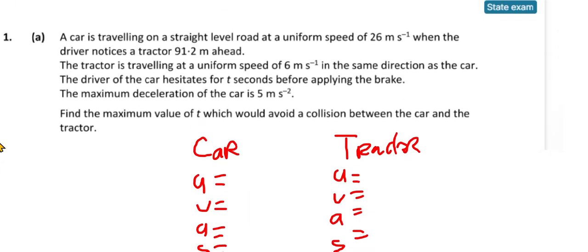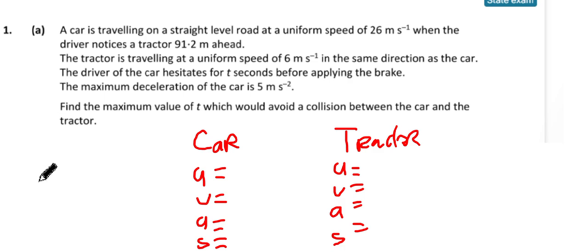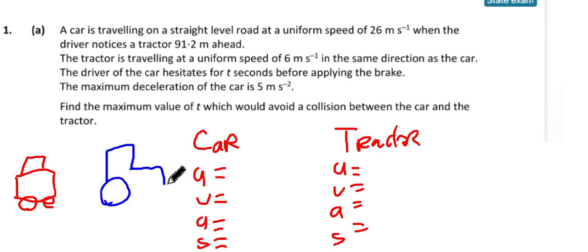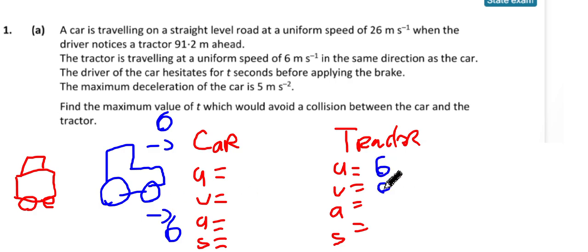Now, okay, so what you have is your car here, very poorly drawn car, and then your tractor here, which will obviously need a bigger wheel. Very poorly drawn tractor, and the tractor stays at 6 at all times. It's not speeding up or slowing down either. Great. So 6, an a value of 0. Okay. And oh, he hesitates. I forgot about the hesitation.